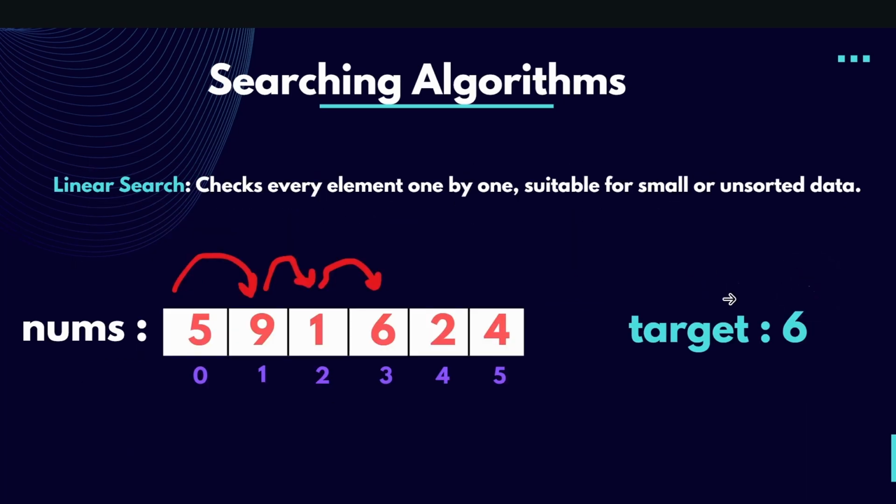If you go further, let's start with the searching algorithms. One is linear search and the second one is binary search. In linear search, what is meant by that? It checks every element one by one, and is suitable for small or unsorted data.